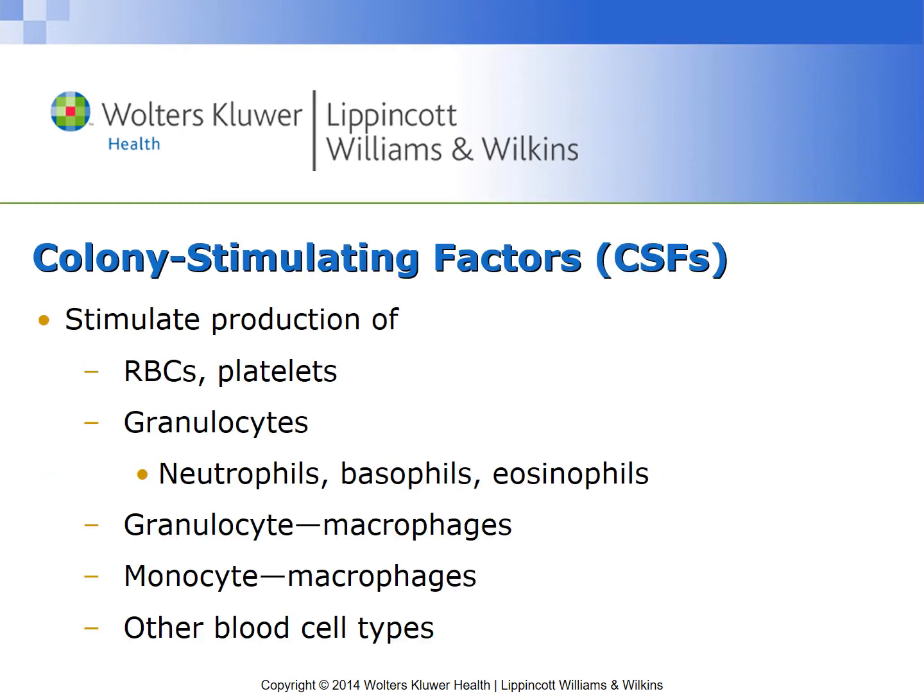Okay. So our colony stimulating factors, they help stimulate red blood cells and platelets and granulocytes. And part of those granulocytes are neutrophils, basophils, and eosinophils. And granulocytes, again, are our white blood cells. I think that's what I said. And also the macrophages are our granulocytes as well. And then monocytes act as macrophages, and of course then there's other cell types.